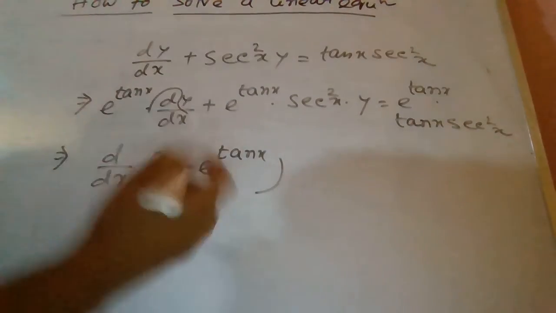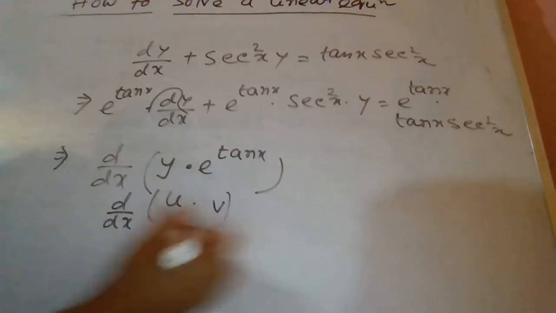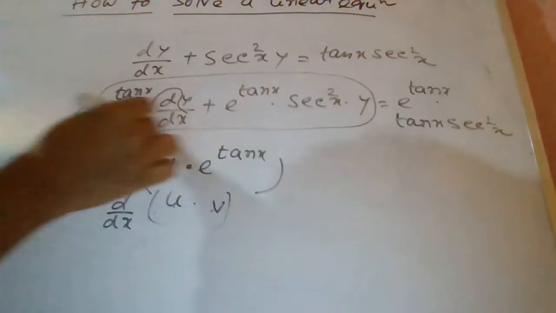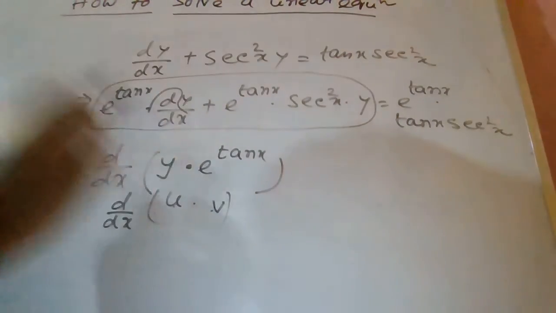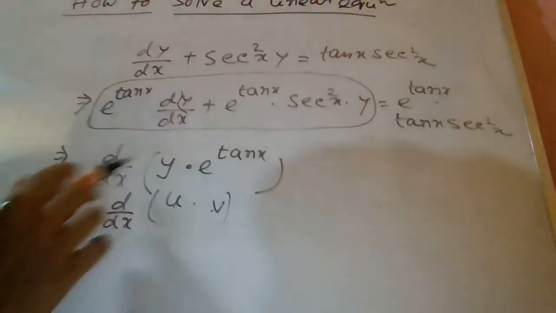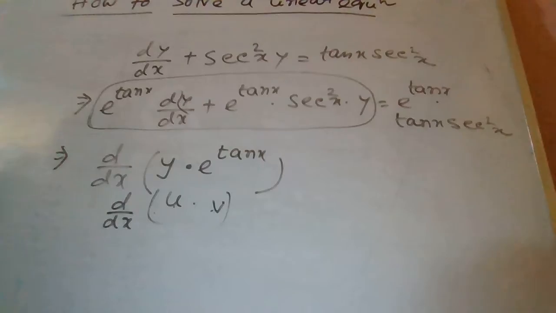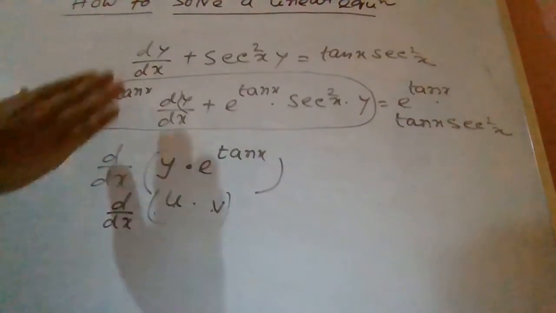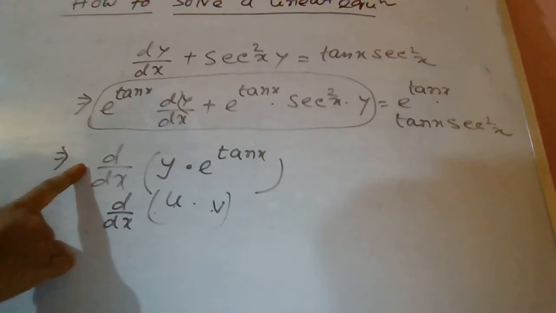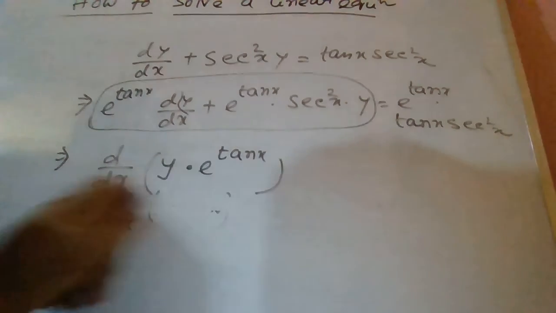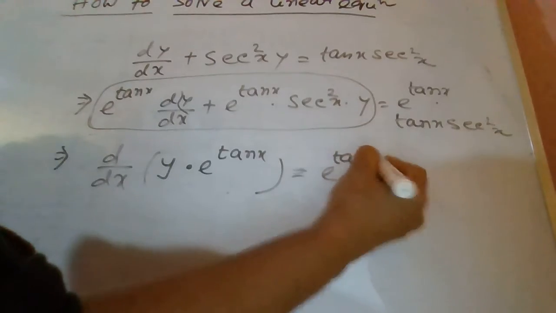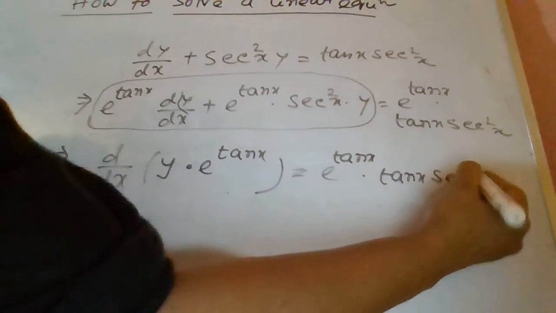If we break this term by the uv method, by the derivative of uv method, u into derivative of v plus v into derivative of u, we get these two terms: d/dx of y into d/dx of e to the power tan x plus e to the power tan x into d/dx of y. For every linear equation, this line following that line is fixed. Okay, equal to e to the power tan x into tan x sec square x.